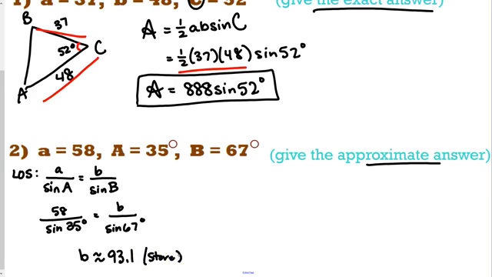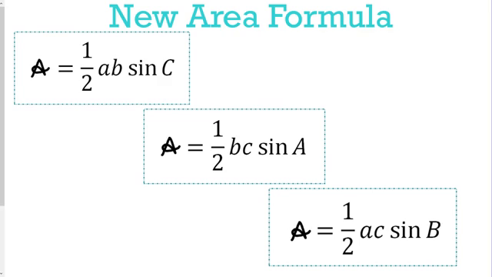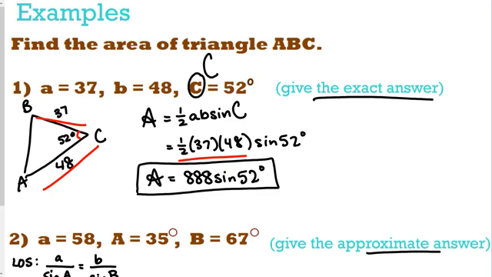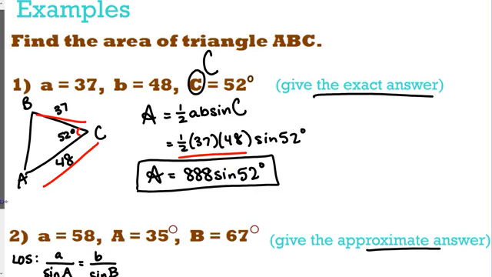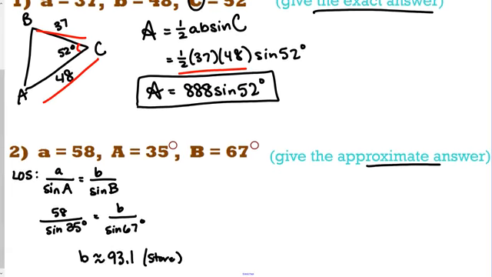Now, I have A, I have B, so what angle do I need in order to use my formula? If I have A and I have B, then I need to know angle C. And that's easy to find because we already know angles A and B. So to get angle C, let's subtract the other 2 we know from 180 degrees. So angle C is 78 degrees.